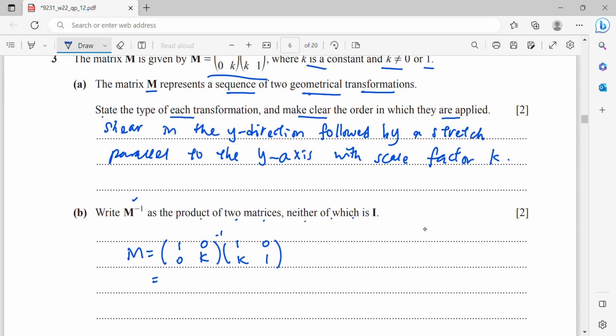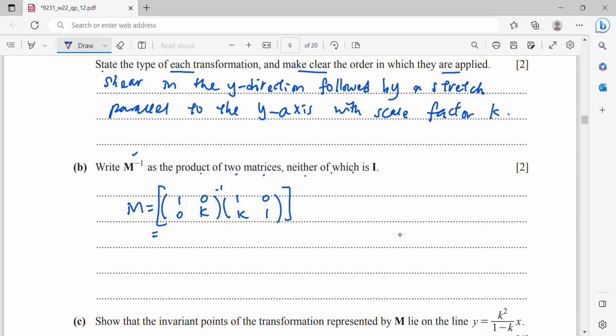So when you take the inverse of this, this is M, you can either do the expansion first and then get the inverse. Otherwise, you can just take the inverse of both sides. But when you take the inverse of both sides, that will be [1 0; k 1] inverse. So you need to reverse the order, because we know that (AB) inverse is the same as B inverse times A inverse. So here it will be [1 0; 0 k] inverse.